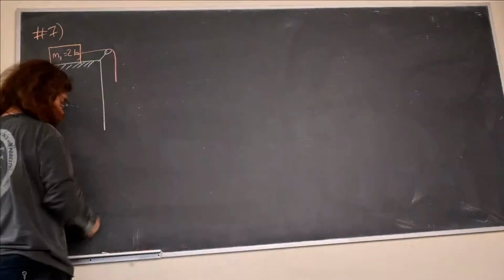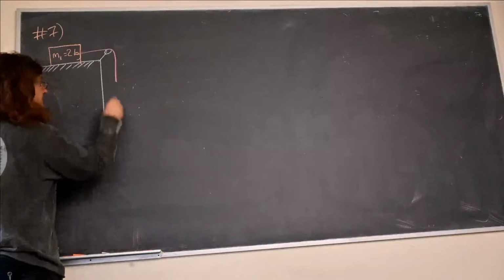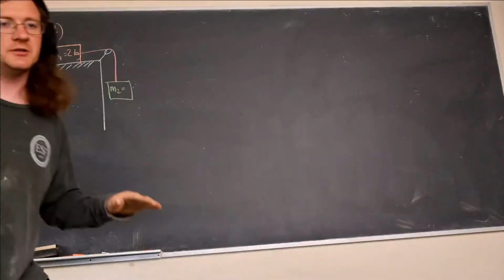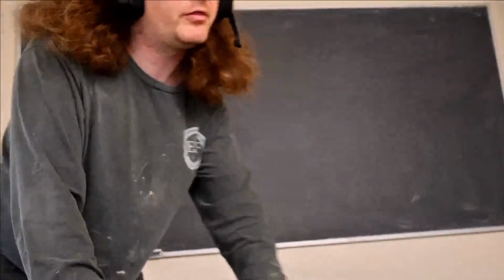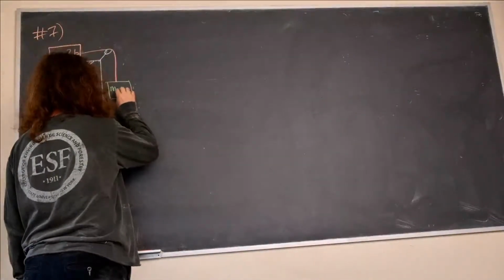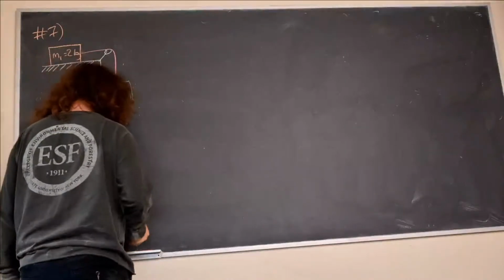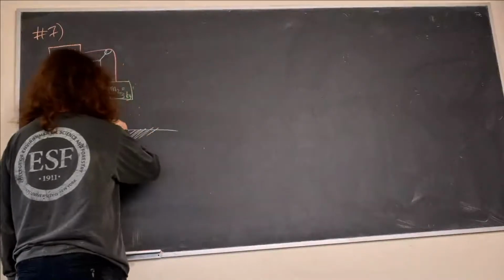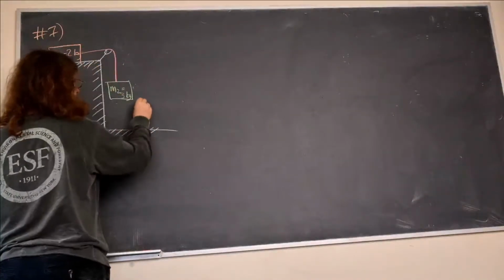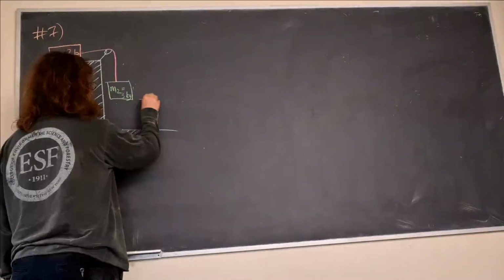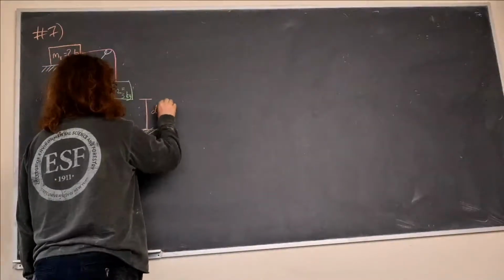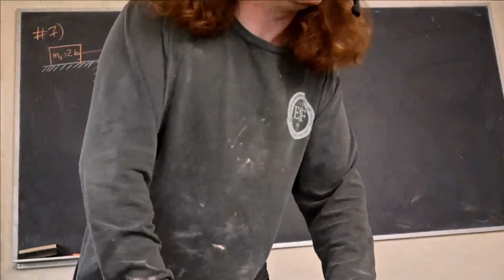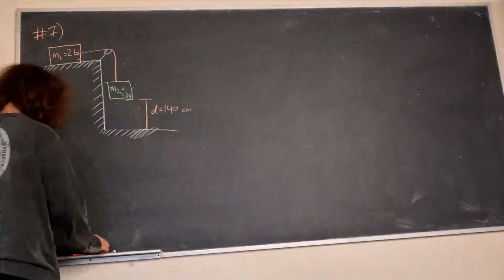There is a rope connecting it to a hanging one. The mass of M2 equals, how much was this one? This one is 3 kilograms. And I tell you that this distance, the distance from the floor, is 140 centimeters. Label this as D. And the coefficient of kinetic friction, which you know is 0.4, the friction here.